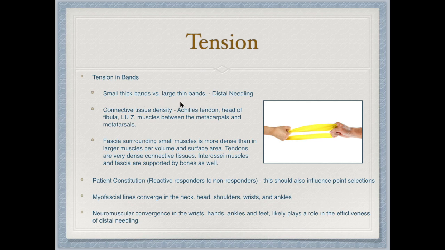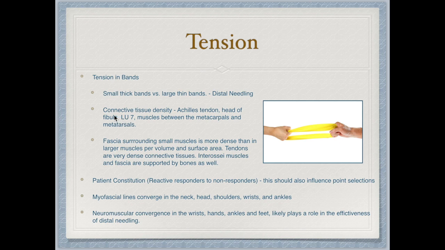Whereas the large, thin bands, like if you compare the fascia that surround the quadriceps, we've got a lot of muscle and then a thin layer of fascia surrounding it. But if you go down to the Achilles tendon, then we've got very dense connective tissue. And the points in the Achilles tendon are very good for neck pain. And I think this has something to do with the density of connective tissue there.